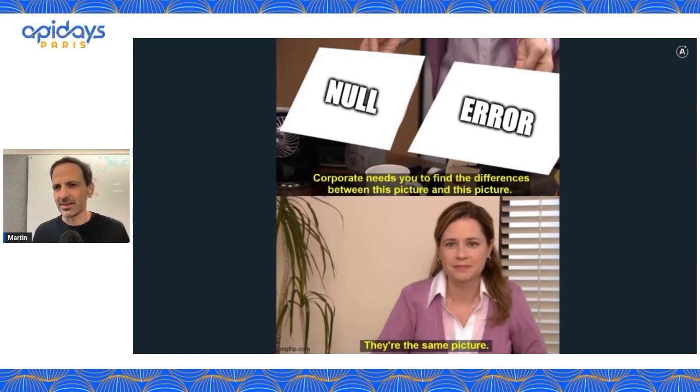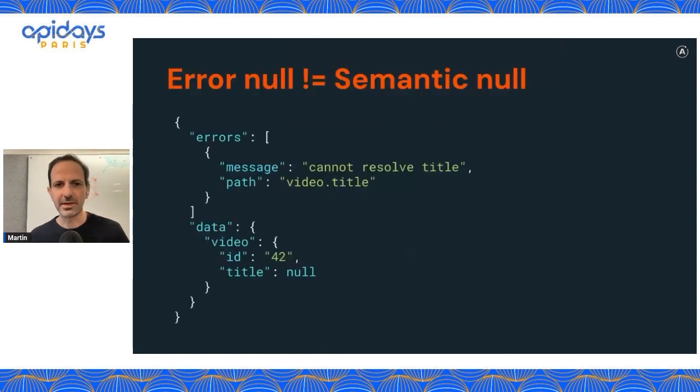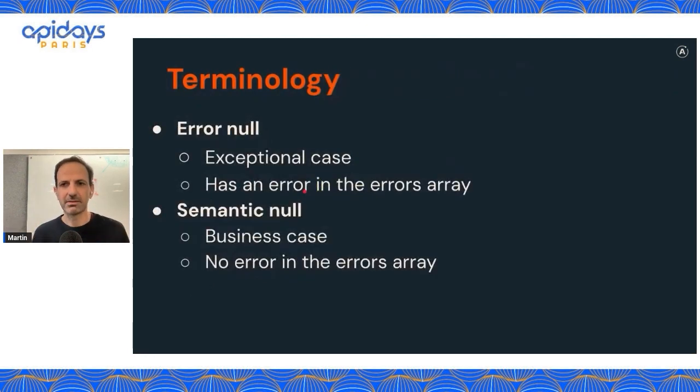But on the other hand, it feels a bit disappointing that we cannot make the difference between what is null and what is an error. Like, to GraphQL, it's almost like everything is the same. But if you look in the details, it's not. We have two different things, like error nulls and semantic null. And an error null is displayed here. You still have null in title, but you also have an error in the errors array. And you can tell it's on title because of this path here.